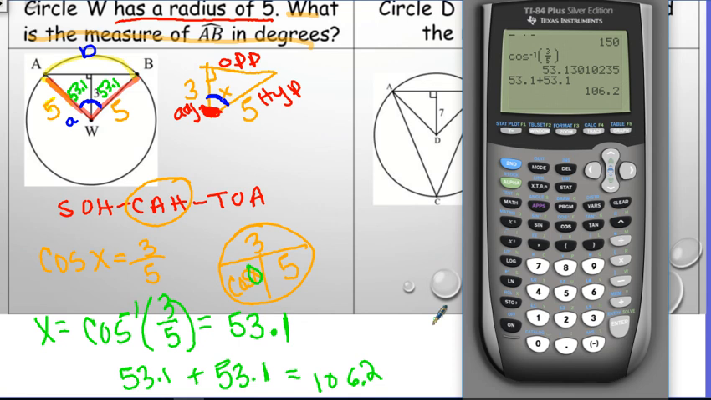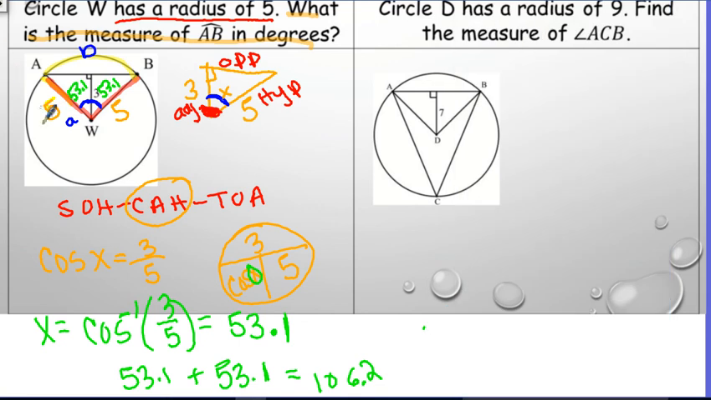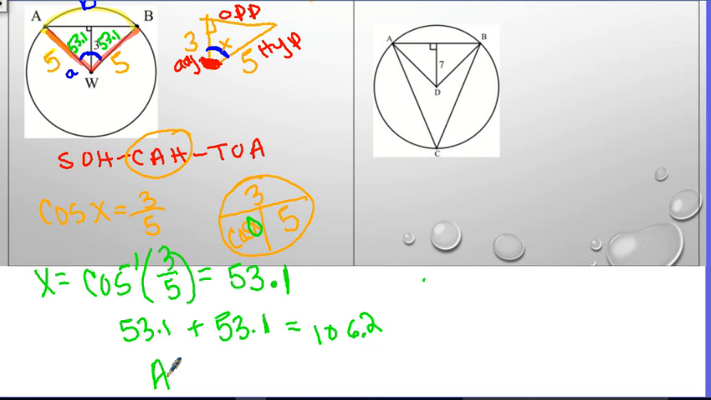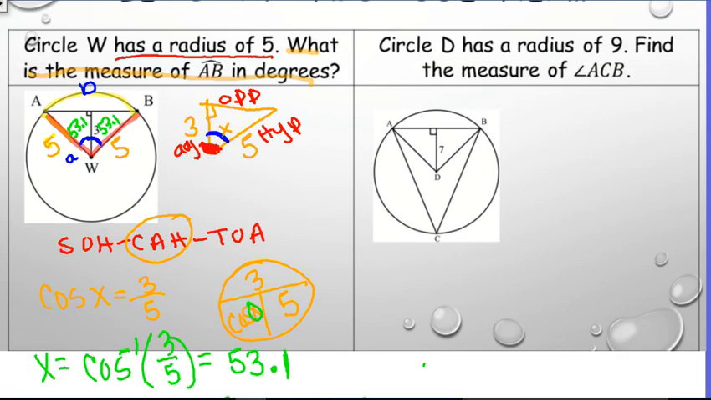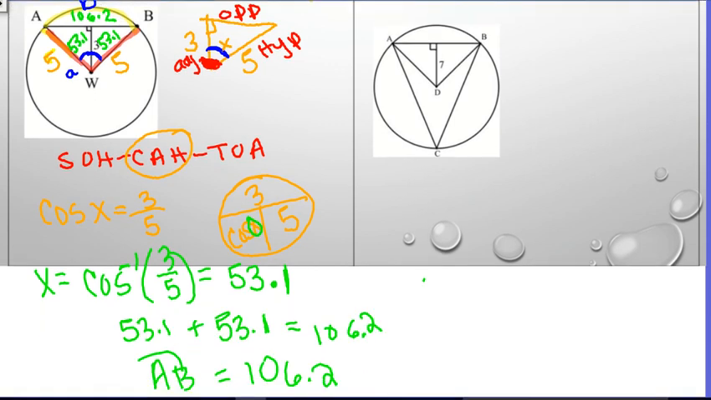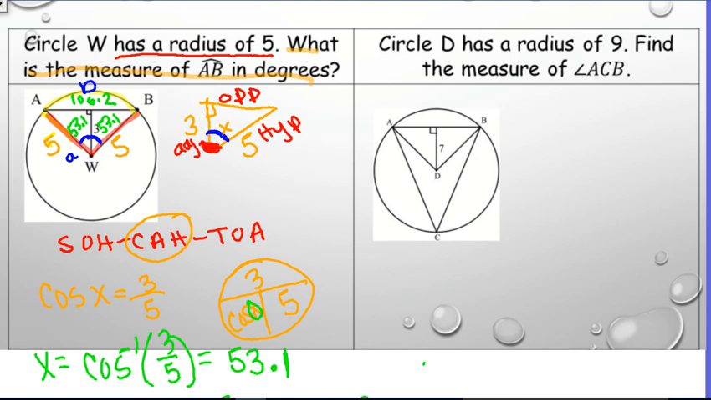So this arc AB is equal to 106.2. And I can say that because this is a central angle. So this is 106.2. All right, and we are finished with that one. Okay, so let's tackle the next one.